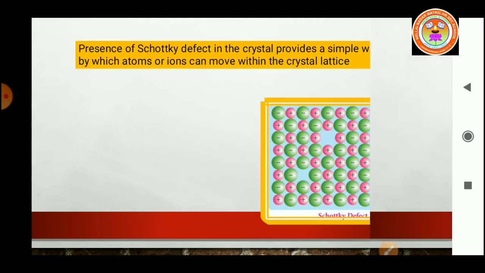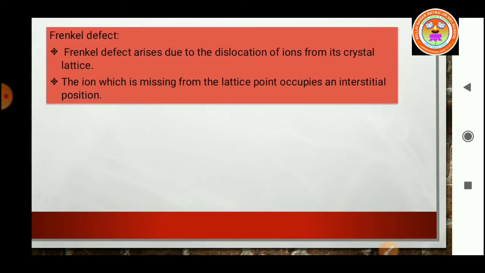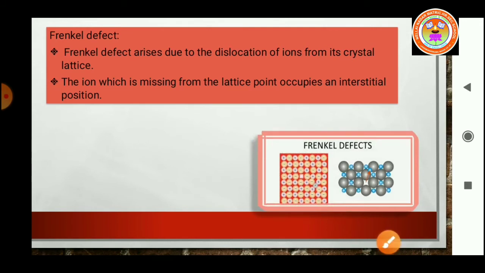What is the second defect? That is called Frenkel defect. These two defects are very important 5 marks questions in this chapter. What is Frenkel defect? See here, Frenkel defect arises due to dislocation of ions from its crystal lattice. In the case of Schottky defects, there is missing of equal number of cation and anion. But the Frenkel defect means dislocation.